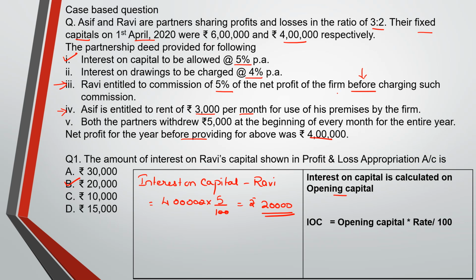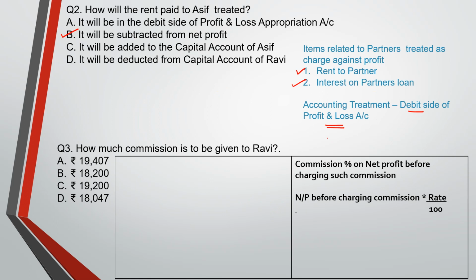Now, what would be the net profit? Now, you have to remember that there was one item of charge of profit, that is rent paid to Asif, a partner, for use of his premises. So, they have given the net profit for the year before providing for above, and therefore this rent has not been deducted from it. So, we are supposed to calculate the amount of rent and subtract it from this net profit, and on that we are supposed to calculate.